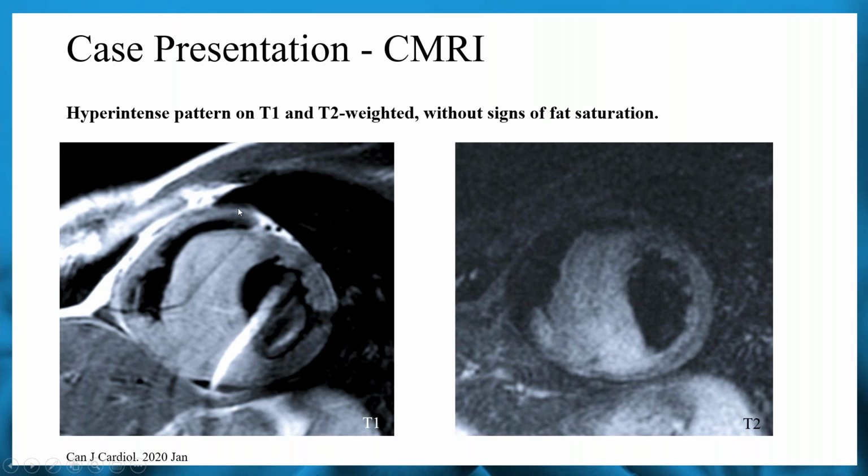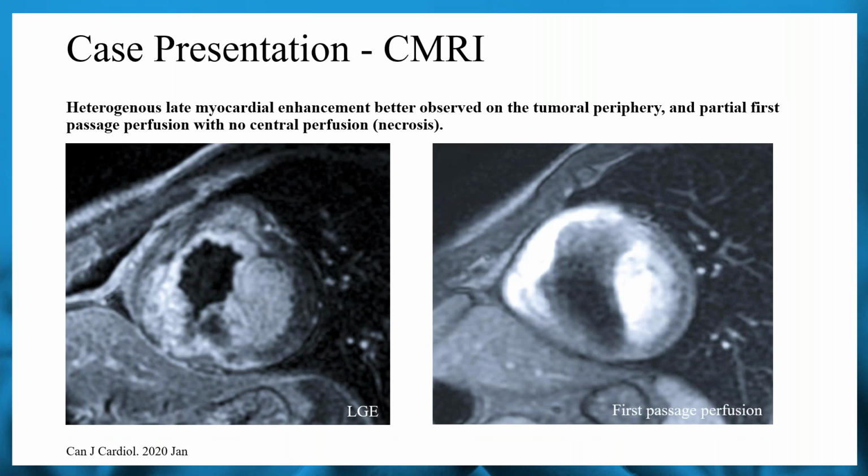The T1 and T2 weighted image had a hyperintense pattern without signs of fat saturation. There was also heterogeneous late myocardial enhancement, as we can see here on the left, better observed on the tumoral periphery. And on the right, the first passage perfusion was partial with no central perfusion. The central region of the tumor probably had necrosis.